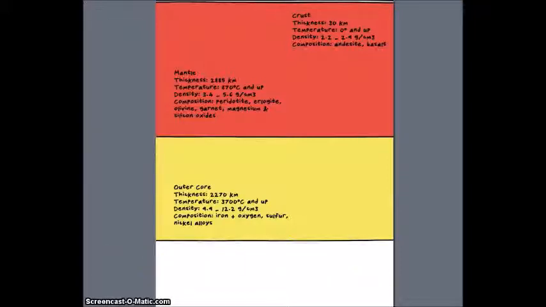Okay, so this line down at the very bottom of the page, that would be the center of the Earth down there. So the very bottom of the page would be the center of the Earth, and this line here distinguishes the outer core from the inner core.